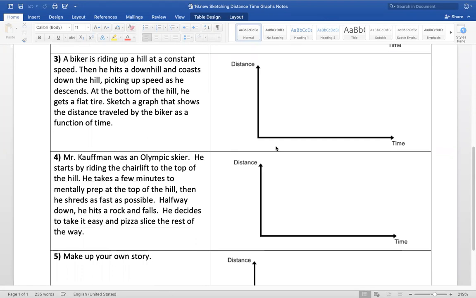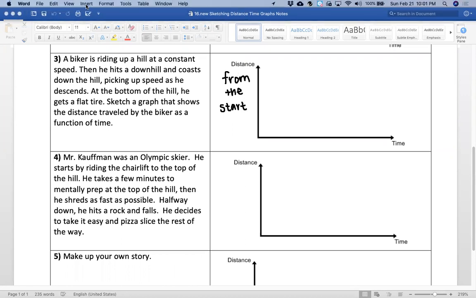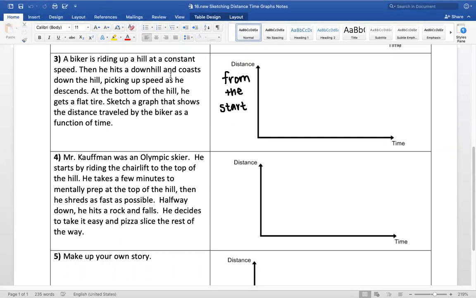So I want you to push pause. Before you push pause, let's put our label on the side here. We are going to make this the distance from the start. Okay, try to sketch that out about the biker riding the hill. Read through the story again if you need to and get your sketch on your paper. Make sure you're using pencil just in case you have some mistakes you want to fix. Push pause.